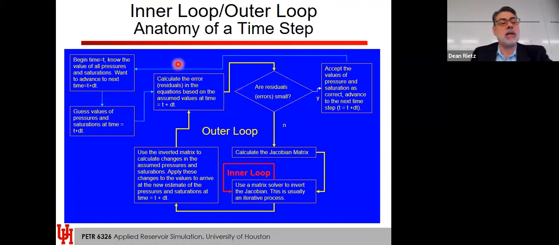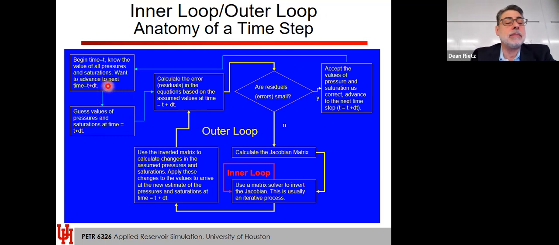So this is a little complicated, but I just wanted to show you it's the inner and outer loop. So we begin at time 1 or time -1, I guess that's what it is. But we know the values of all the pressures and saturations, and then we want to advance to the next time step, T plus delta T. When we initialize the model, we're in equilibrium, but this could be any time throughout the model run. So this is like, let's say, December 2010 to January 2011.